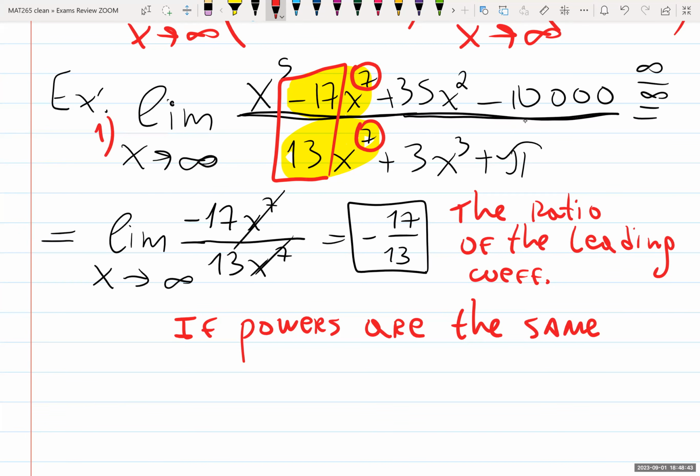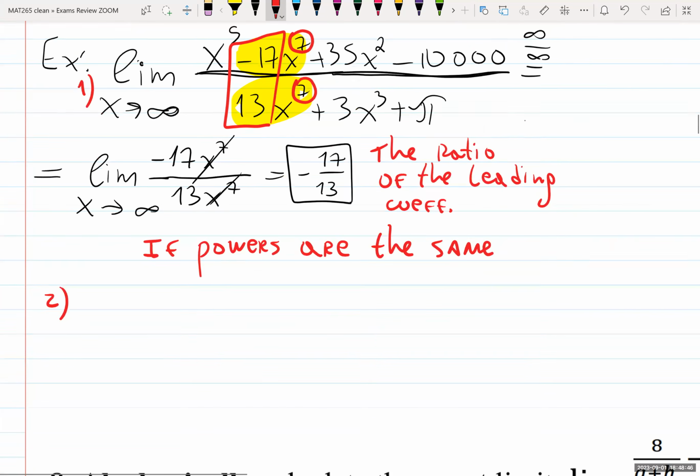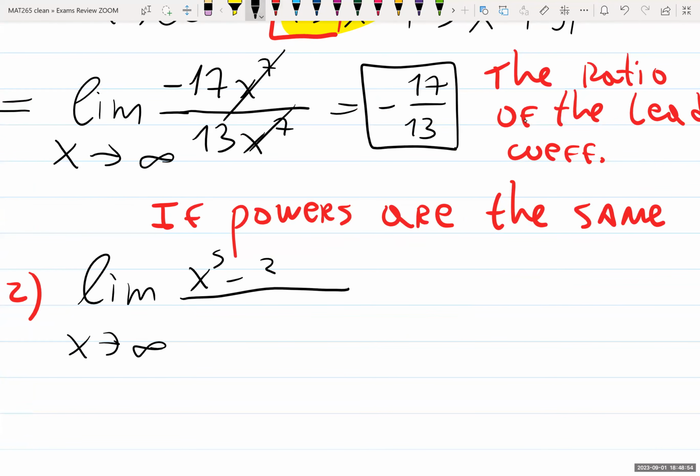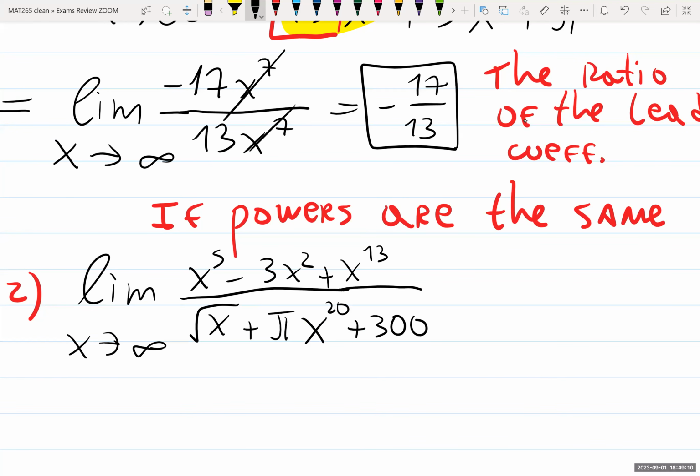Let's do example 2. How about this one? Limit as x goes to infinity, and then you have x to the 5 minus 3x squared plus x to the 13 times square root of x, over, why not, pi x to the 20 plus 300, like the movie. It also looks ugly. Doesn't matter. It's fine. It's polynomials and it's infinity. At infinity, we only need to ask the leaders where they are going.